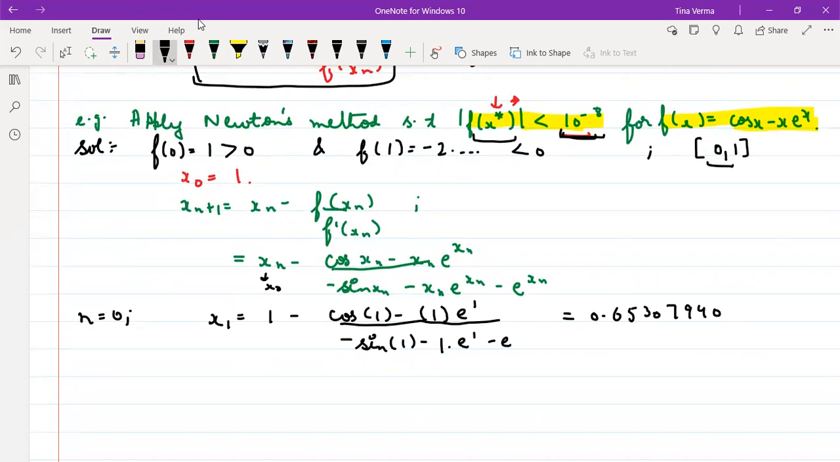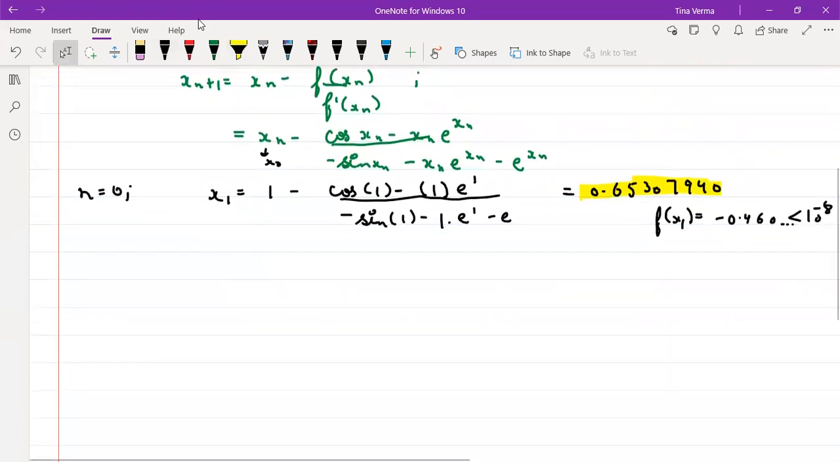So it would be better to take more value. So you can check, here your function's value, if you substitute x1, this value, that means this is your x1. Now you substitute it in this function, so the answer is coming as 0.460 something, so it is not less than my 10⁻⁸, that means I can't stop over here.